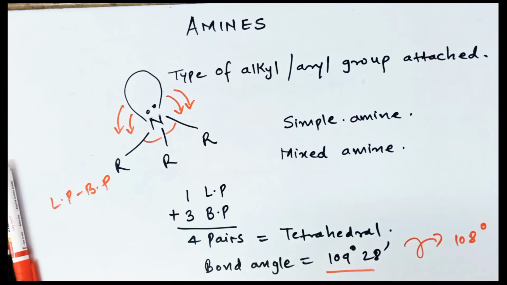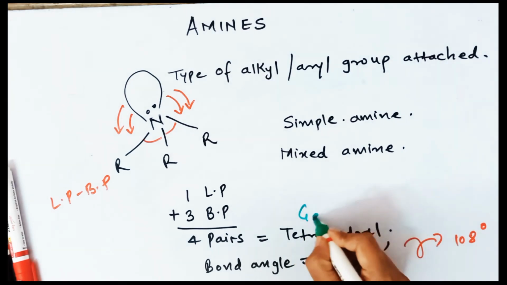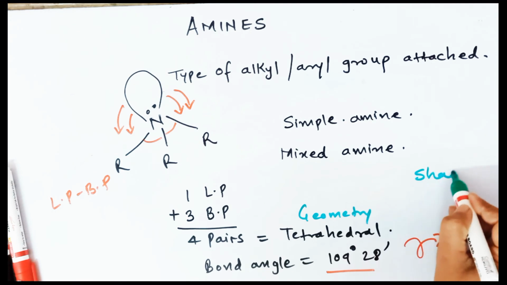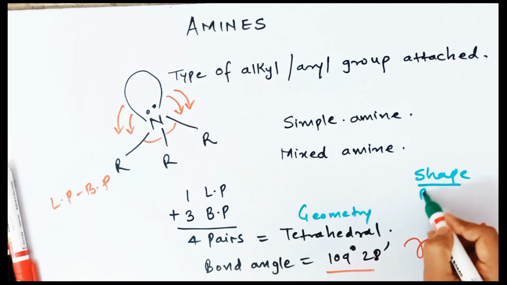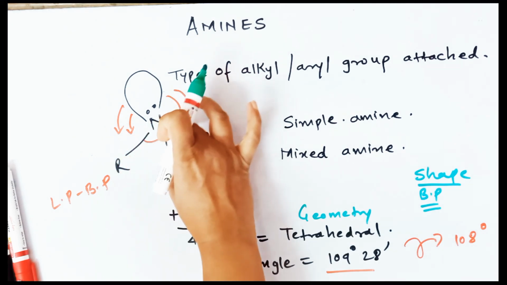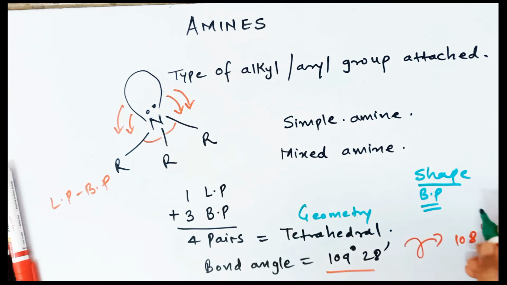So when we talk about geometry, we have to count all the pairs of electrons. So it's 4 pairs, so it's tetrahedral geometry. And when we talk about the shape, we have to just take into account the bond pair of electrons, which are 3. You can see this is the first bond pair, second bond pair and the third bond pair. So by looking at it, the shape becomes pyramidal.